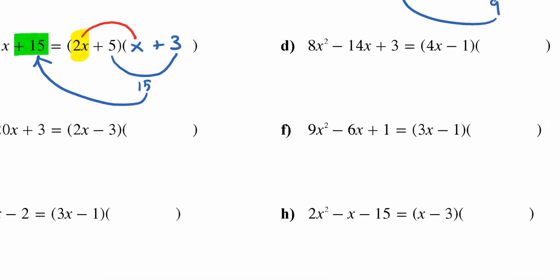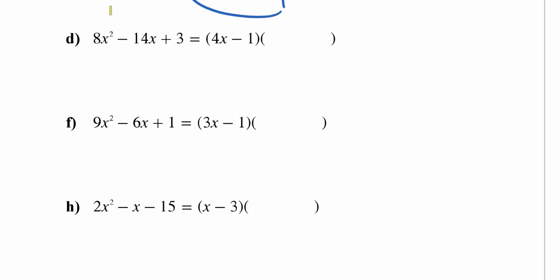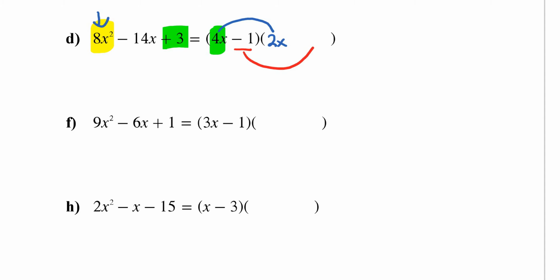All right, moving on to letter D now. My leading coefficient there is an 8, so I have a 4x there. So 4x times what will give me an 8x squared? Well, that's going to be a 2x. And then my last term here is a negative 1, right? So negative 1 times what will give me a positive 3? So this has to be a negative 3. So negative 1 times negative 3 is going to be positive 3.